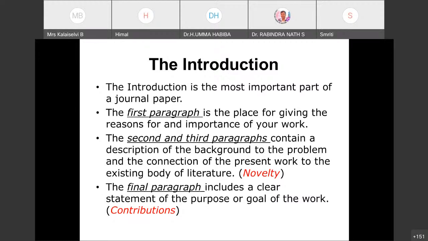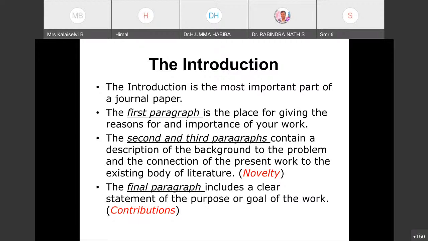I cannot say a final paragraph, but let's say the third or fourth paragraph, you can write some clear statements for the goal of your work, right? So what are the reasons that you have done this research, and then the contributions, right? What are the new things or what you have found out of this research that you want to disseminate to your research colleagues across the world and so on.